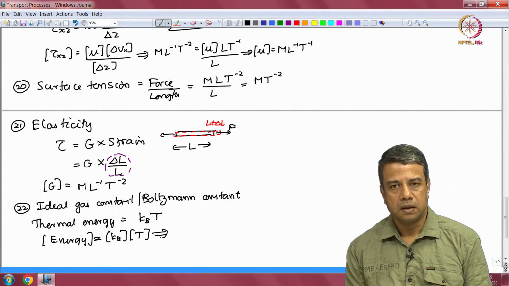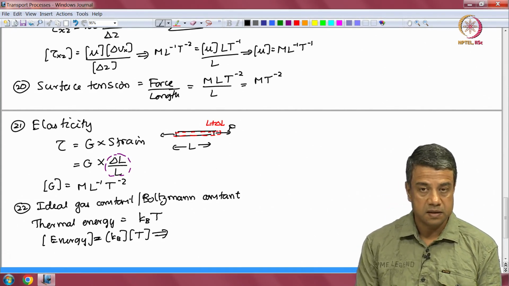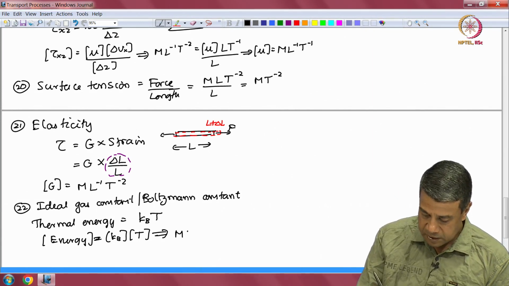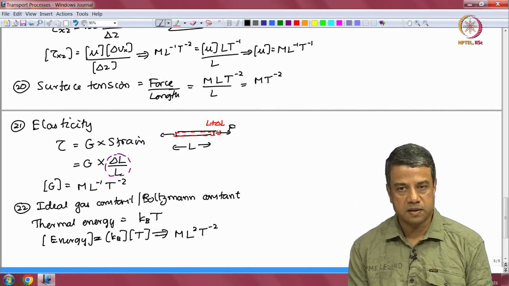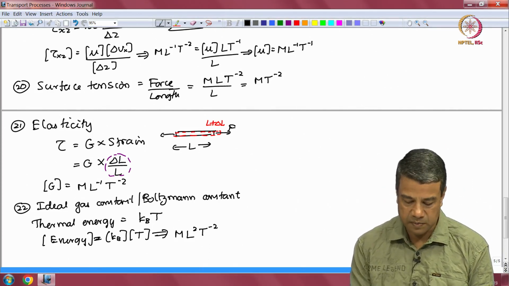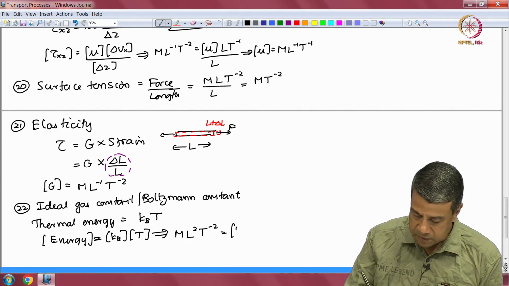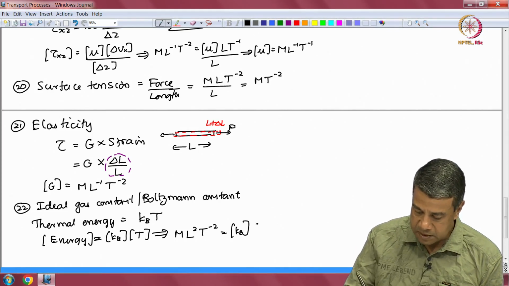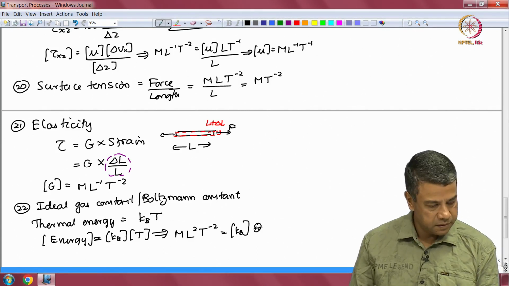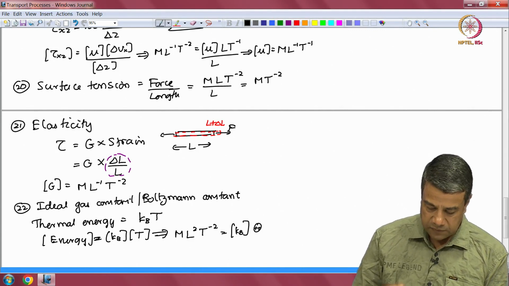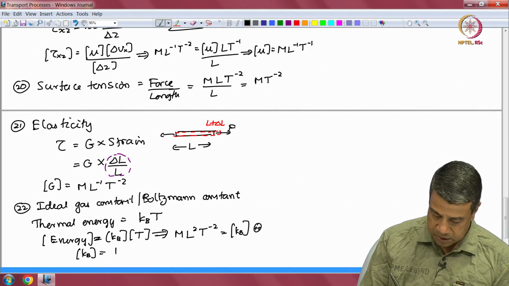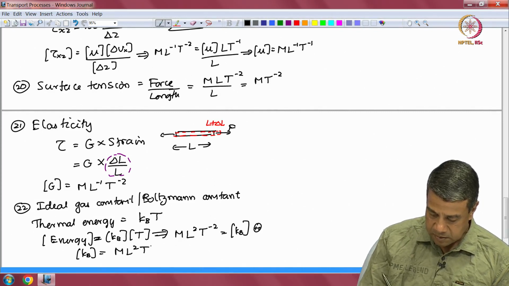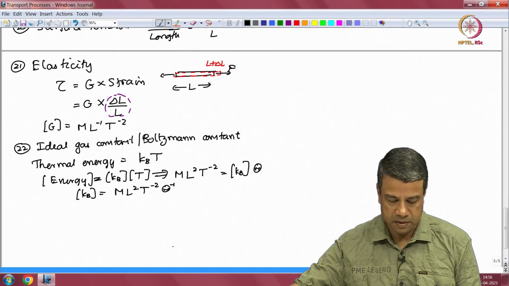The dimension of energy is m L square t power minus 2, force into distance. Force is mass times acceleration. So, m L square t power minus 2 is equal to the dimension of the Boltzmann constant times theta. Therefore, the dimension of the Boltzmann constant is equal to m L square t power minus 2 theta inverse. So, that is the dimension of the Boltzmann constant.